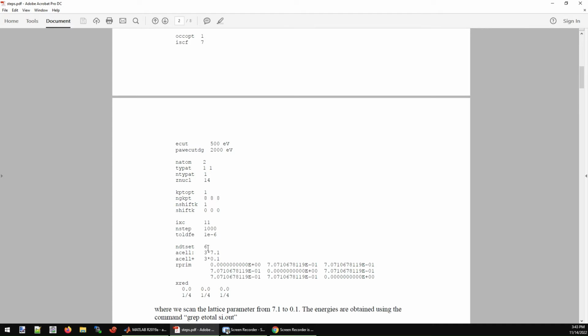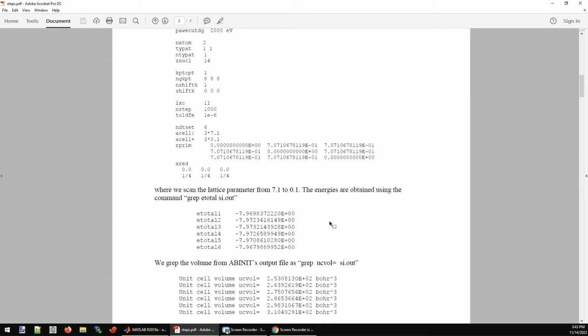We set it to be 6, which means that we are going to perform 6 separate single point DFT simulations within Abinit. And for each of them, we are going to have different lattice parameters. So that's why the starting value for the acell is 7.1 bohr, and we increase acell by 0.1 bohr at each step.